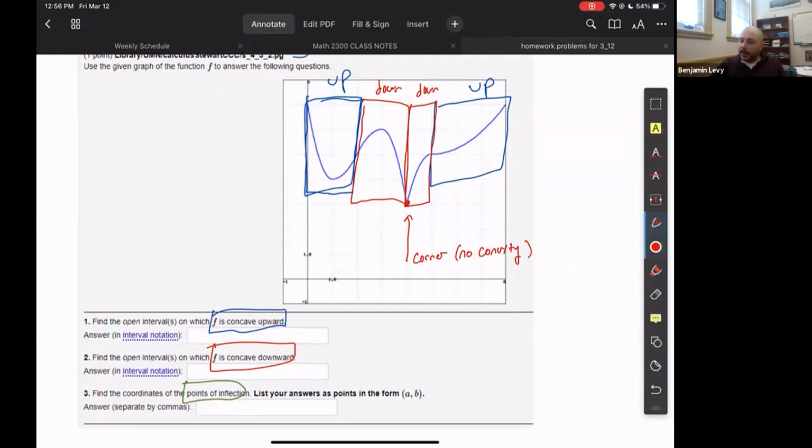But the corner is not an inflection point, right? An inflection point is where it changes concavity, and so it does not change at the corner. It's concave down before the corner and it's concave down after the corner. So it's not changing.